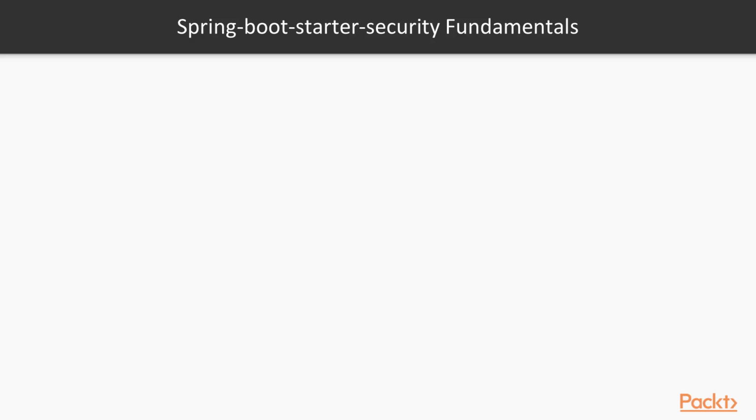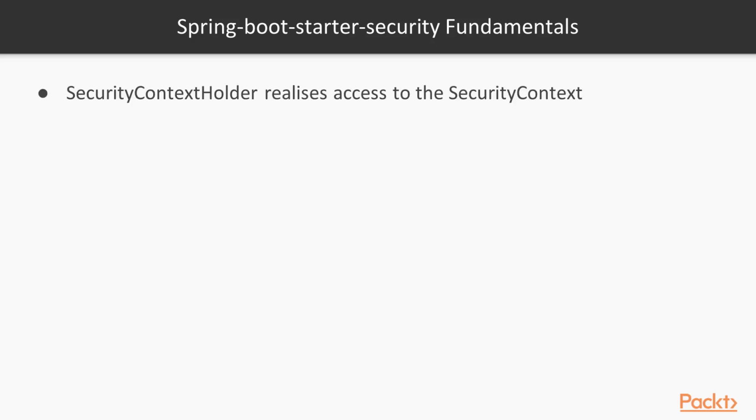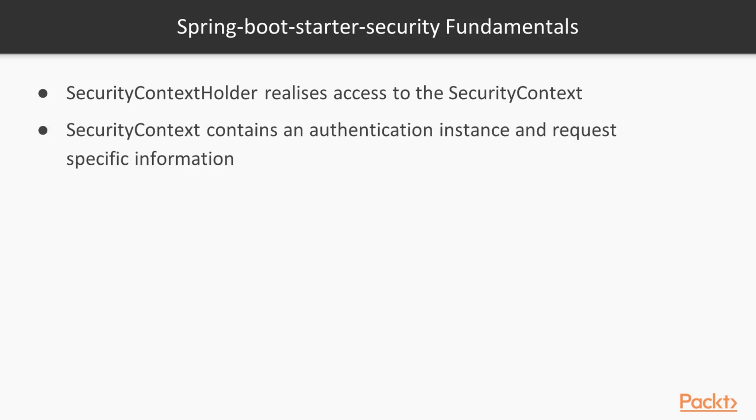Two core aspects are authentication and authorization. To understand the fundamentals, Spring Security uses the following main parts to realize authentication and authorization. The security context holder realizes the access to the security context. The security context contains the authentication instance as well as request-specific information. Authentication represents a successfully authenticated principal.